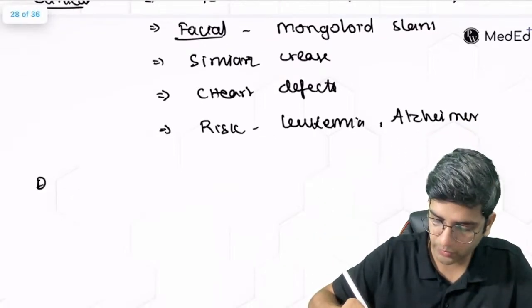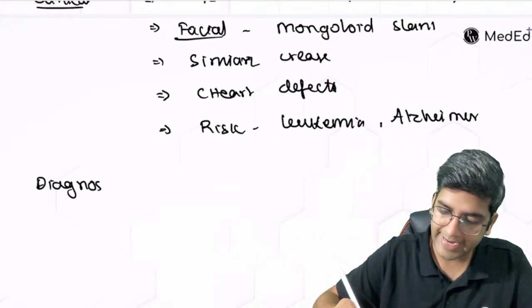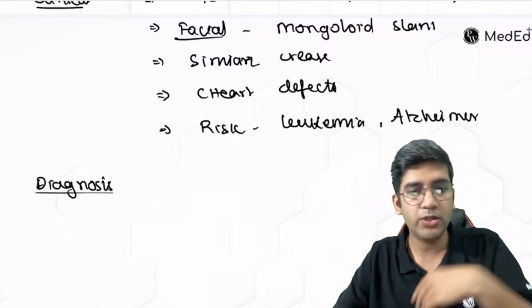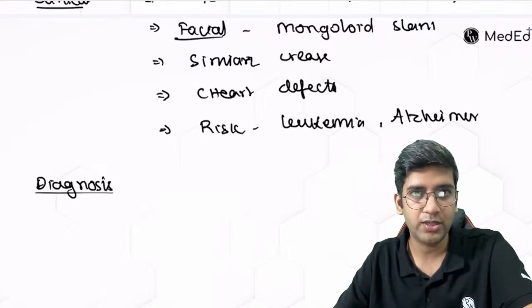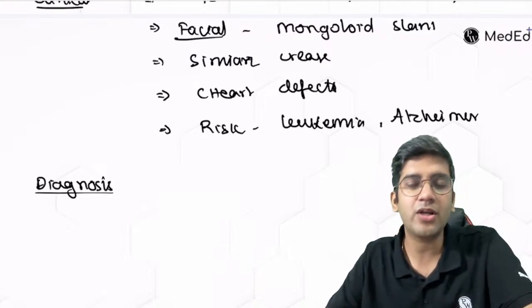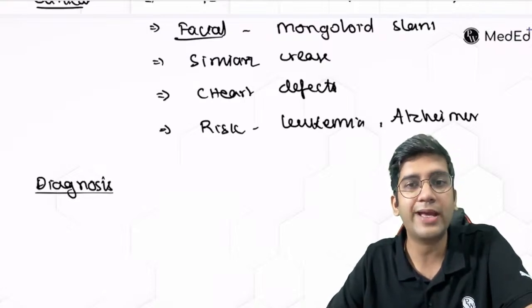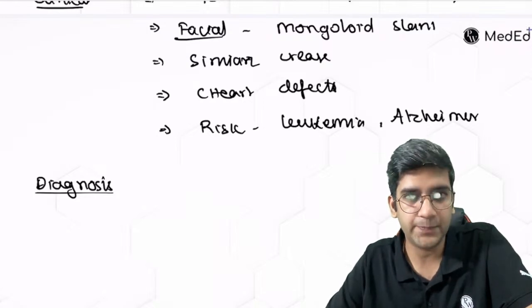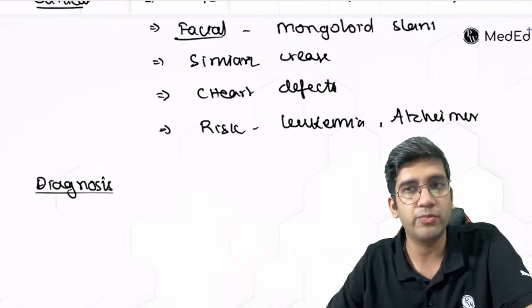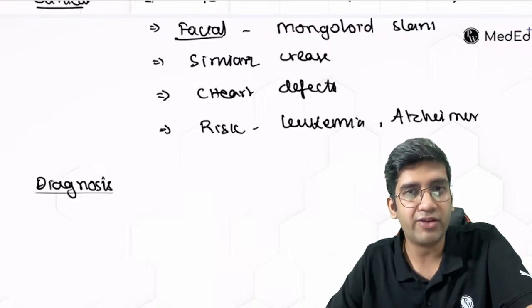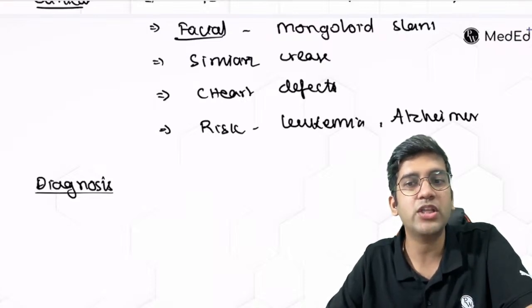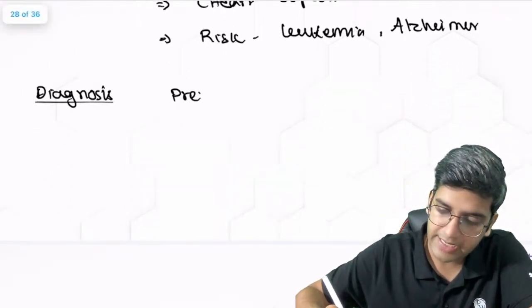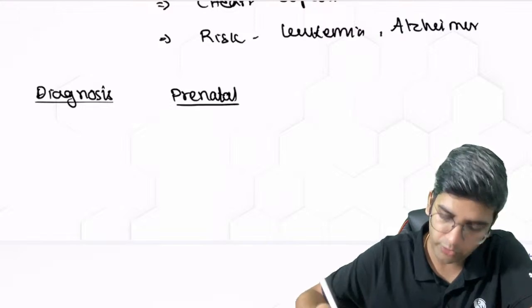Now I have to diagnose patients. Diagnosis of Downs, the most important thing for me is prenatal diagnosis. Because once the baby is born, for me to diagnose is not that difficult. You can diagnose clinically and do a karyotyping and diagnose them. If the diagnosis is made prenatally, before even the birth of the baby, the mother and the father can collectively take a call whether they want the baby or not. That's very, very important, right? So in diagnosis, prenatal diagnosis is important for me.